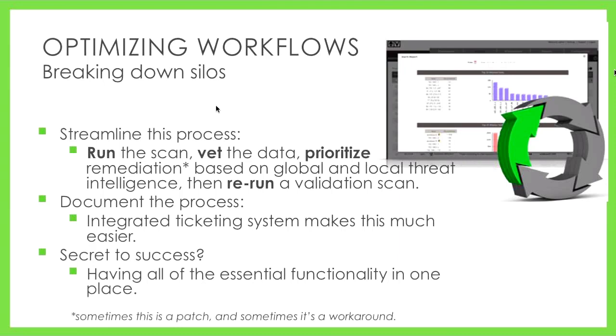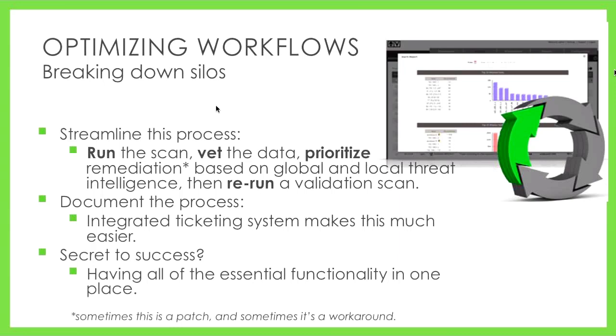So whenever you're doing something continually as a process, you want to streamline it as much as possible, right? The typical steps here are you run a scan, you vet the data that comes back, then you prioritize remediation. And sometimes you can patch systems, sometimes you're implementing a workaround or a compensating control, but you want to prioritize based on global threat intelligence.